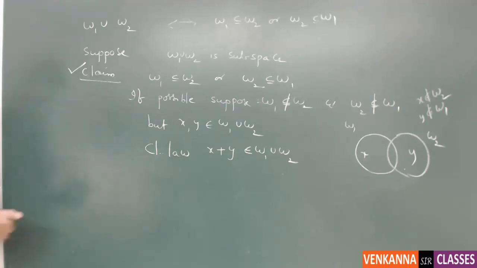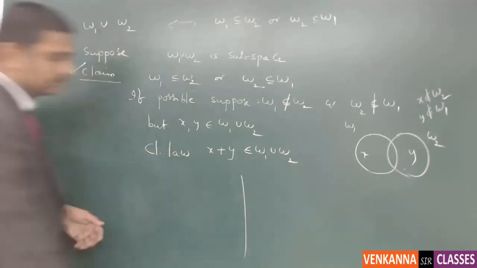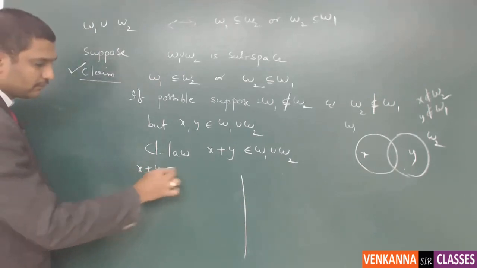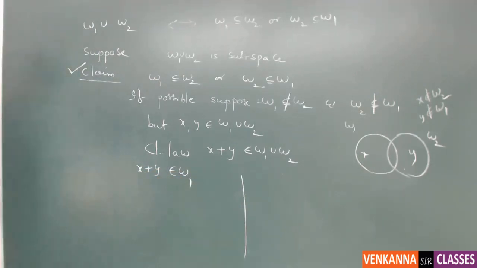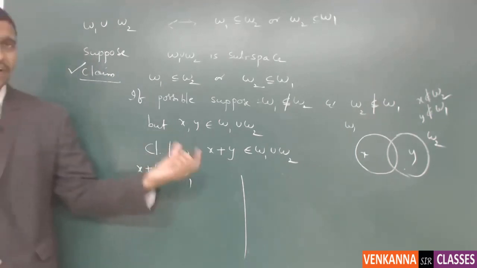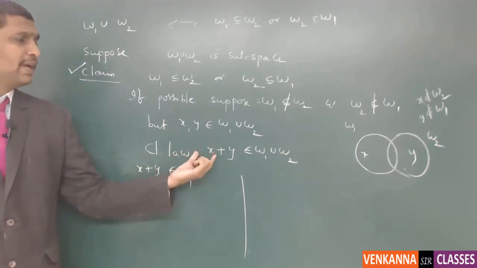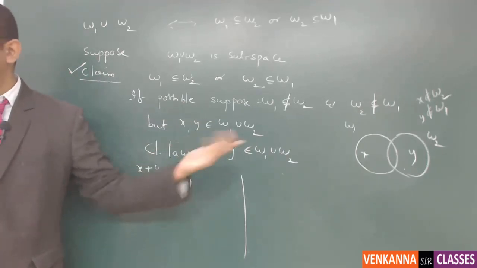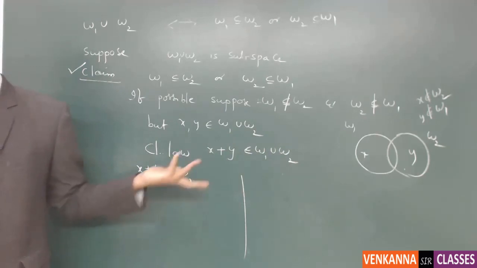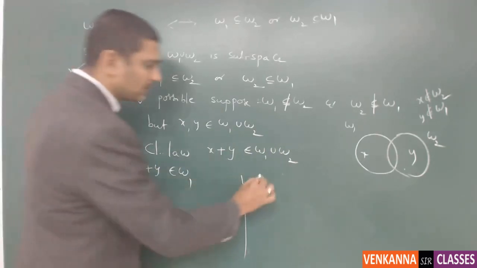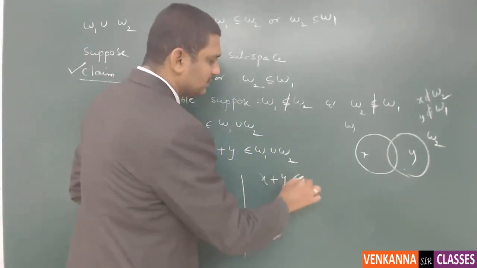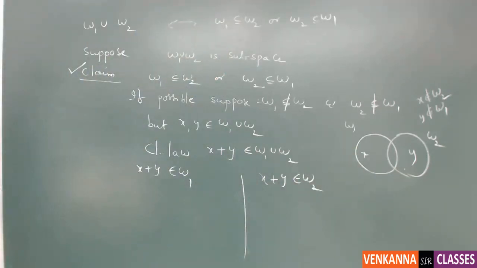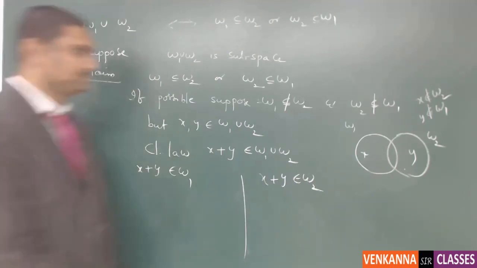Fine. So you have two possibilities here. One, X plus Y belongs to W1, because whenever you say that an element is there in the union, the element must belong to one of the sets in that union. Otherwise it cannot be there. The other possibility is it may belong to W2. So let us take the first case.